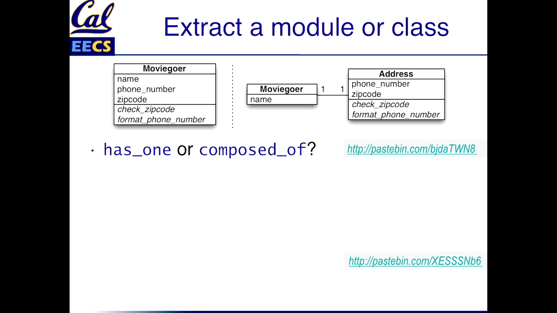All of the great things that you can do by having a class that's well encapsulated. But you don't have to decide to have it in its own table just to take advantage of that. So that's what composed of buys you. Okay, so that's one way to solve the problem using either has one or composed of.